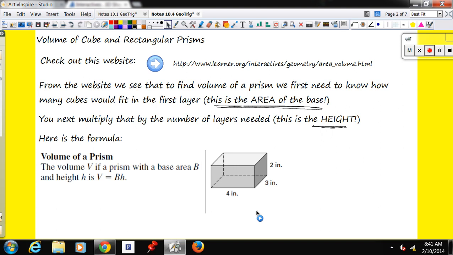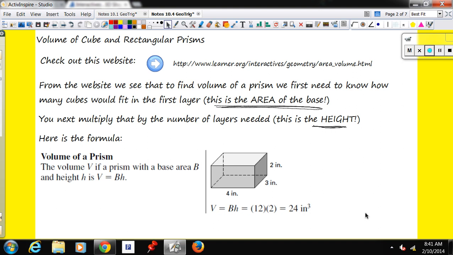So what do you think about our little rectangular prism that you see there? What's the area of my base? What's my first layer? First layer is 4 times 3, which is how much? 12, and then times that by the height of 2. 12 times 2 is how much? 24. So your volume is 24 cubic inches. So you're going to have your area of the base is 12, your height is 2. 2 times 12, you get 24 as the volume of your prism.